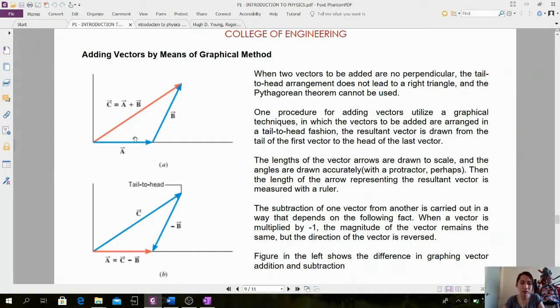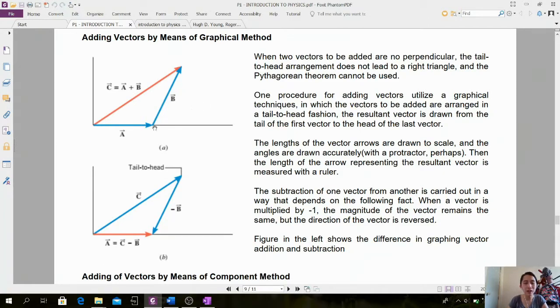Sometimes we add vectors that are not perpendicular to each other. Since they are not perpendicular, we cannot use the Pythagorean theorem and the inverse tangent function. One option here is to use the graphical method. In the graphical method, we draw the vectors using a ruler for the magnitude and a protractor for the direction. For the magnitude, you can use a scale, for example, 1 meter equals 1 centimeter and so on. But you can also use other scales which are more convenient to you. And for the direction, we will use the protractor, which has the equivalent angles.